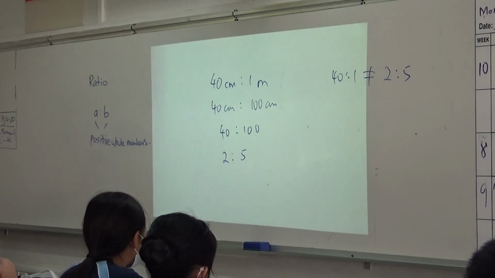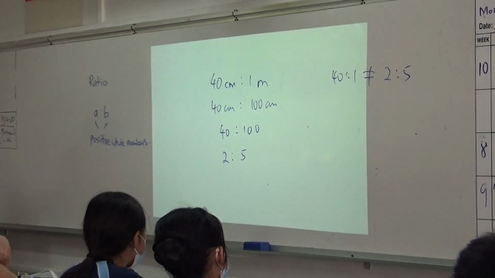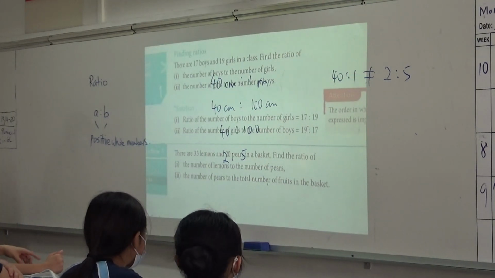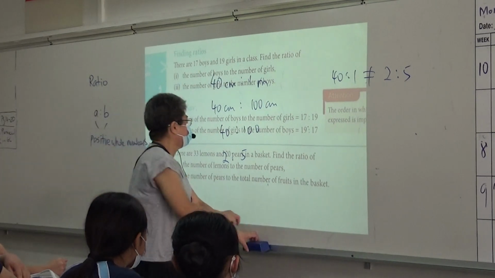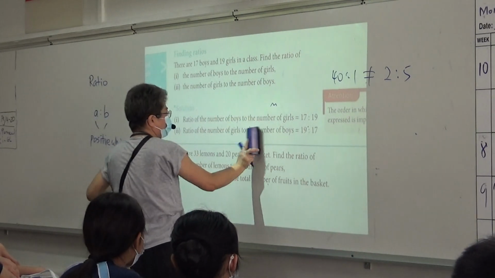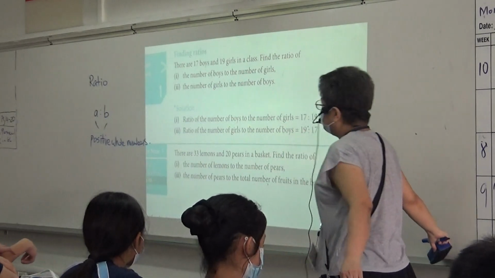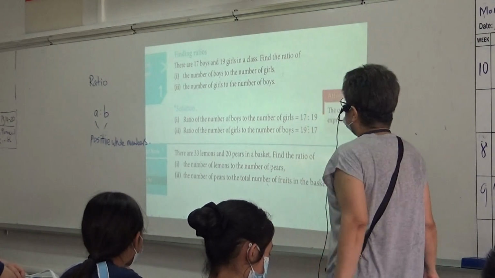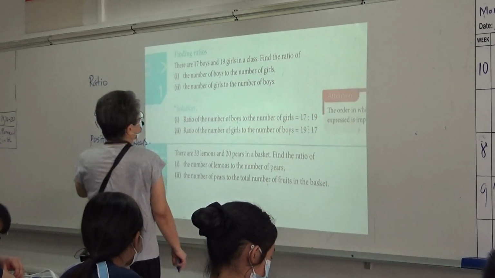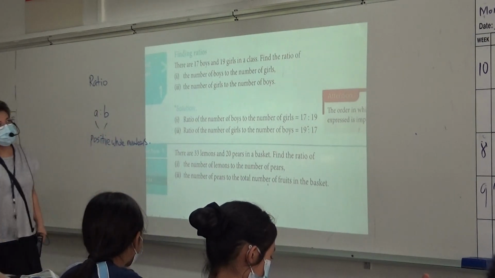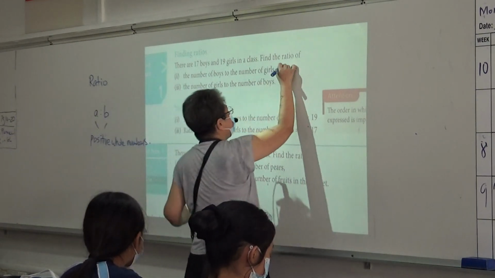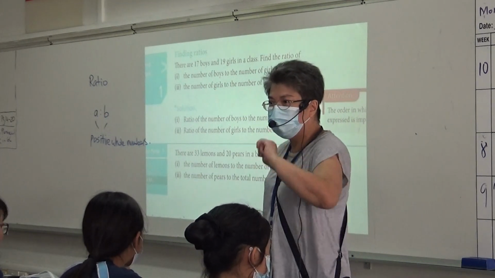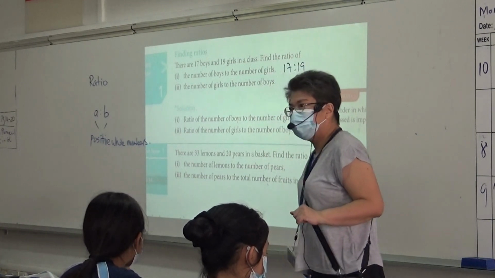Now, we look at work example 1. Can all of you look at the board? This is a very simple question. Even primary 6 is more difficult than this. There are 17 boys and 19 girls in the class. Find the ratio of the number of boys to the number of girls. This one is no problem. 17 is to 19, right? Because this is already in simplest form, we don't need to change. But if it's not in simplest form, we have to change it to simplest form.